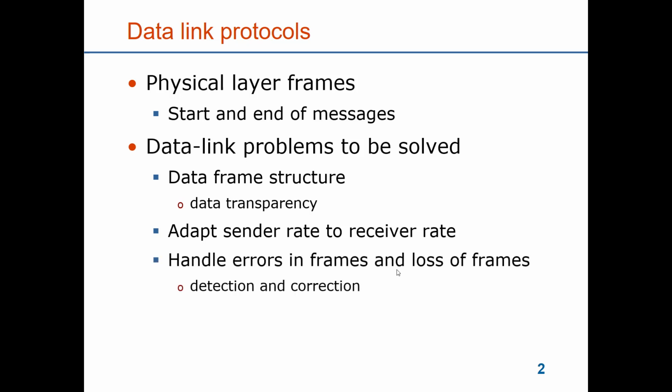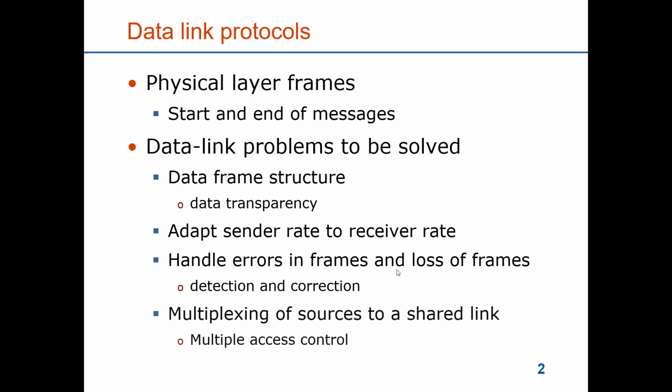The next function is to deal with the errors that can occur during the transmission of the data from the sender to the receiver. First, we have to detect whether errors have occurred or whether a frame has been received correctly. And if it's incorrect, we have to deal with it with some protocol. The fourth issue is the multiplexing of sources to a shared link. This is often referred to as multiple access control, and this will be dealt with in another module.